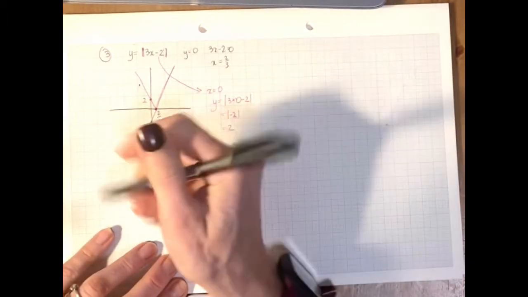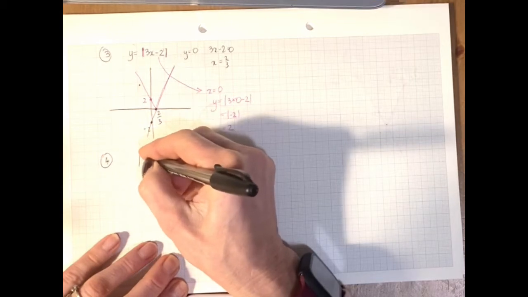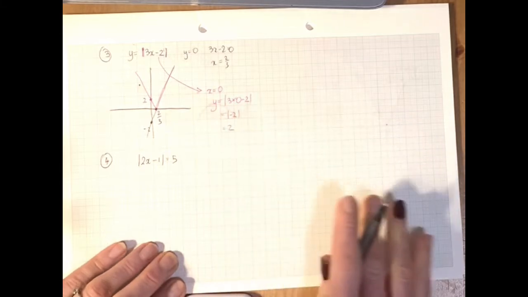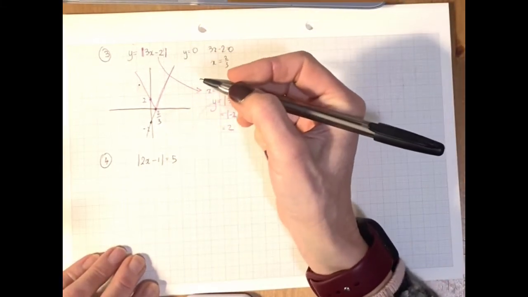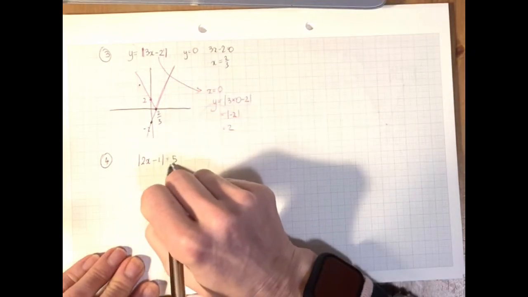You also need to be able to solve equations. So I'm going to show you a very simple equation, and I'll show you how to solve it algebraically, and then we can have a look at how that corresponds to our graph. So modulus of 2x minus 1 is equal to 5.